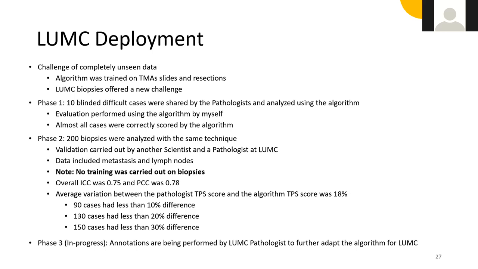They took our algorithm and applied it on 200 different biopsies. They were very difficult, challenging data. There was metastasis, lymph nodes there. We acquired very visible results. 90 cases had less than 10% difference, 130 cases had less than 20% difference, and 150 cases had less than 30% difference. The ICC was 0.075 and PCC was 0.078. They're currently extending the algorithm and making it even better.